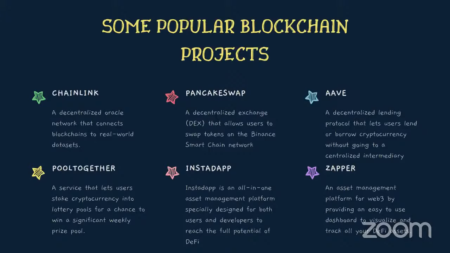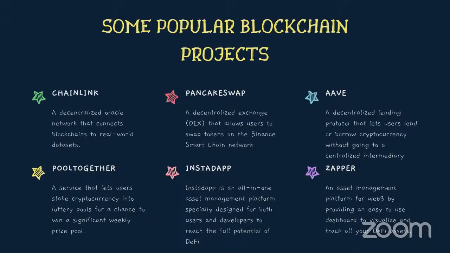Then we also have PancakeSwap. PancakeSwap is a decentralized exchange that allows users to swap tokens on the Binance Smart Chain network. Let's say you have BNB, or any other crypto that you want to swap for another one. You go to PancakeSwap, connect your wallet, and do the swapping. That's simple.